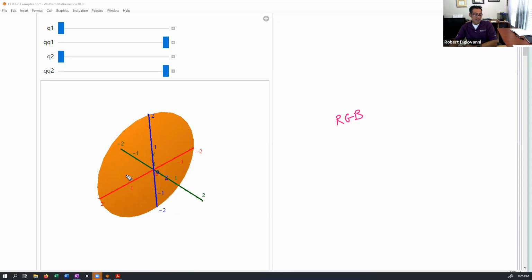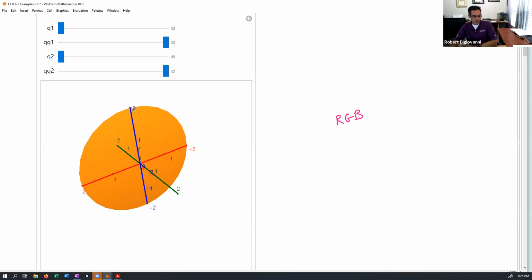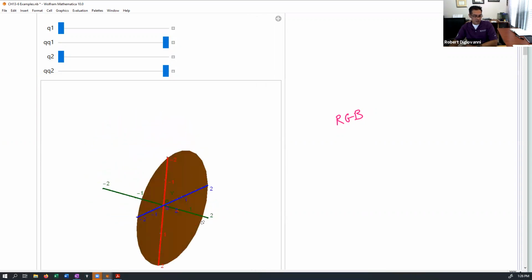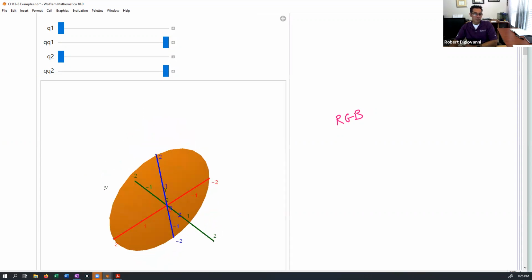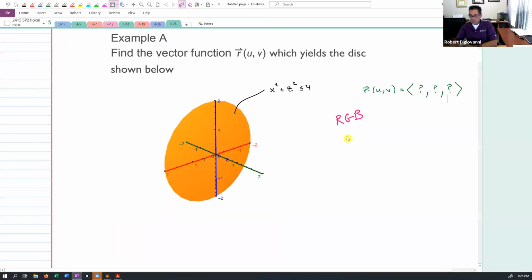So this is a disk that looks like it has a radius of 2, right? And it's all the points inside the disk, so this is not a circle. This is a disk. So we want to be able to draw this. All right, so let's try and draw this.